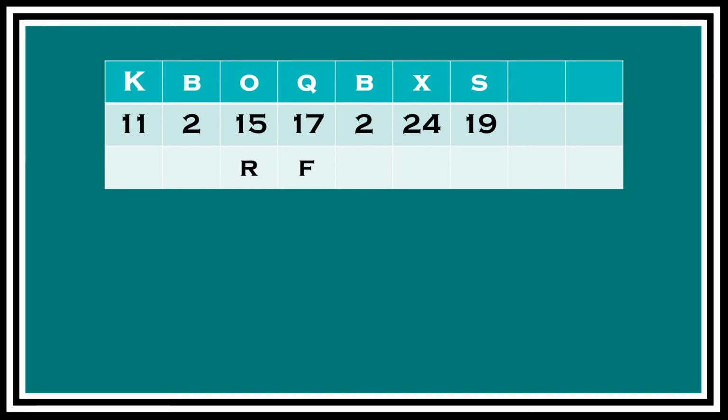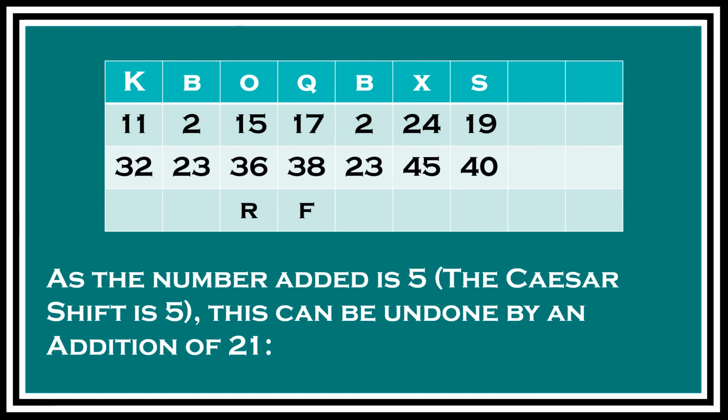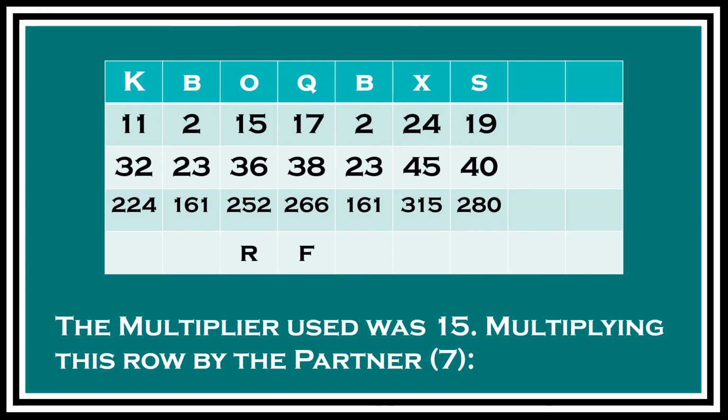KBOQ BXS. So replacing each of those letters with its position in the alphabet gives us a first row of numbers. We have found that the Caesar shift is 5, so to undo that, we need to add 26 minus 5, so we need to add 21, and that's how we get that second row of numbers. The multiplier was found to be 15, so the partner of that is 7. So taking that second row of numbers, multiplying by 7, gives the third row of numbers.